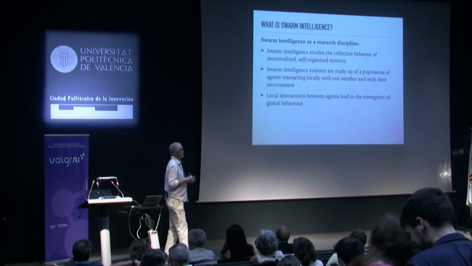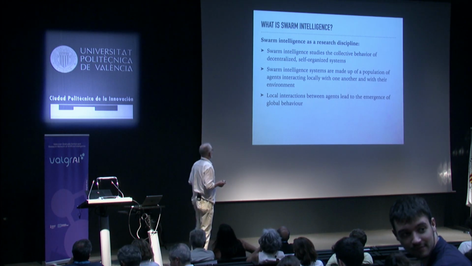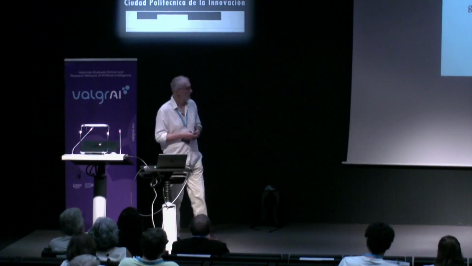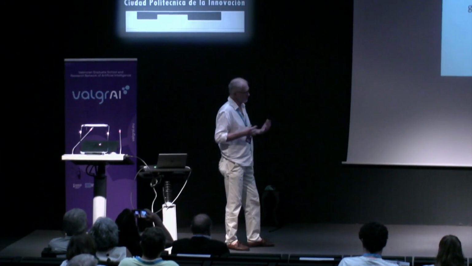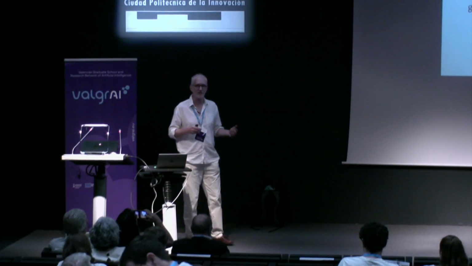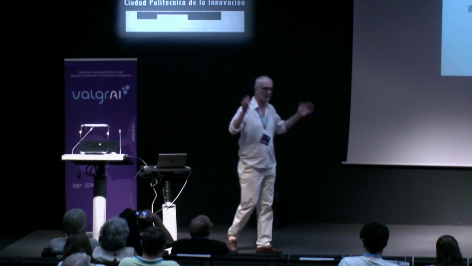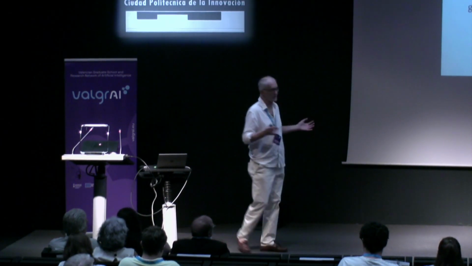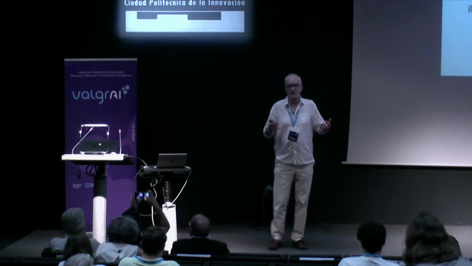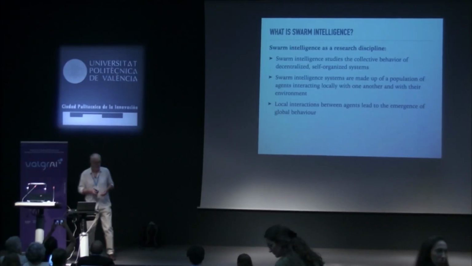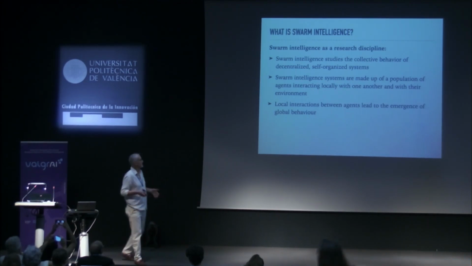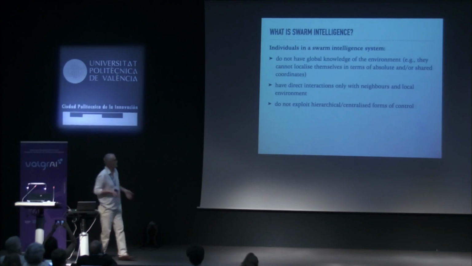Or you can look at swarm intelligence as a research discipline that studies the collective behavior of decentralized systems, systems that are made of a population of relatively simple agents that interact with each other locally. Okay? Again, there is no global view of the environment, there is no central controller, and because of this interaction, there is some resulting or emergent behavior that you can observe. This swarm intelligence system can be observed in nature and in the artificial world, when we design them and produce them.